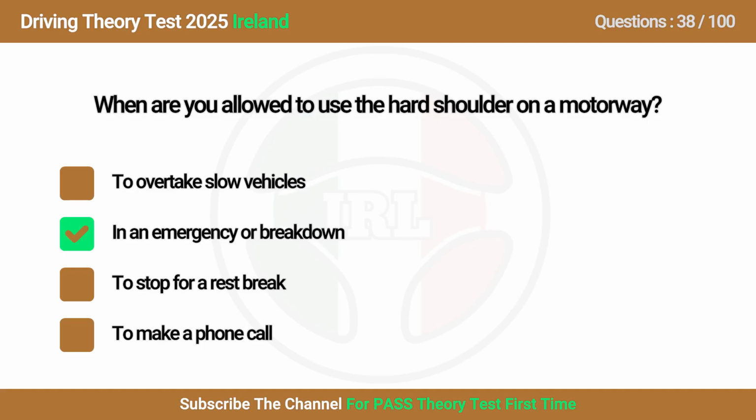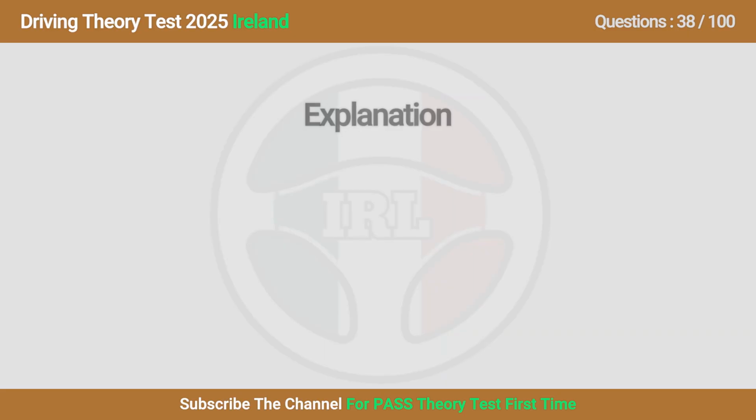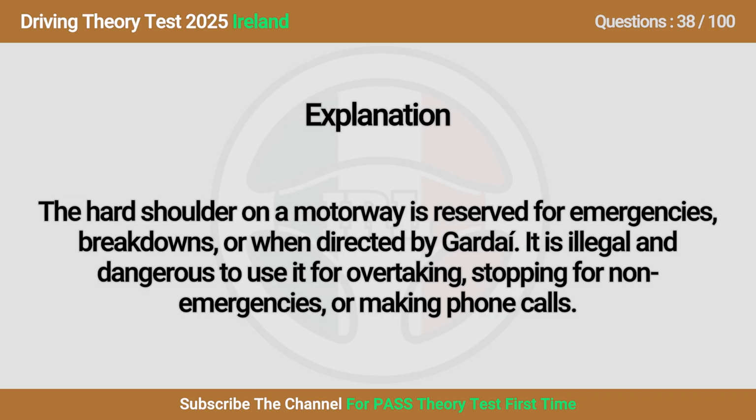Answer is B. In an emergency or breakdown. The hard shoulder on a motorway is reserved for breakdowns or when directed by the Gardaí. It is illegal and dangerous to use it for overtaking, stopping for a rest, or making phone calls.